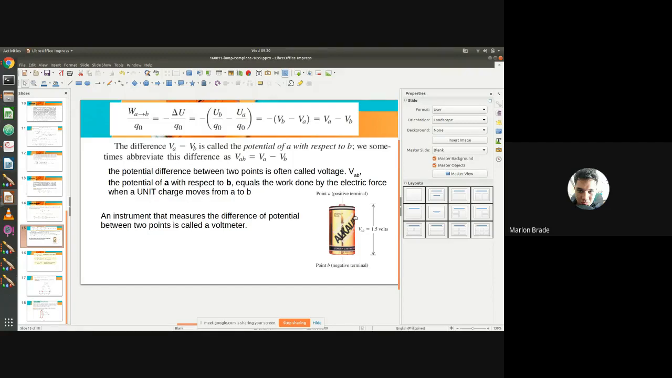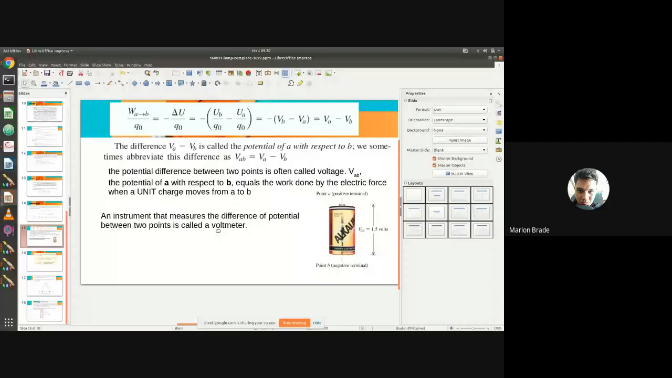It is per unit charge. So it is the work done per unit charge to move the particle from point A to point B. The voltage difference, or V_AB, is the work per unit charge to move the test charge, the 1 unit charge, from point A to point B. An instrument that measures the difference of potential between 2 points is called a voltmeter.